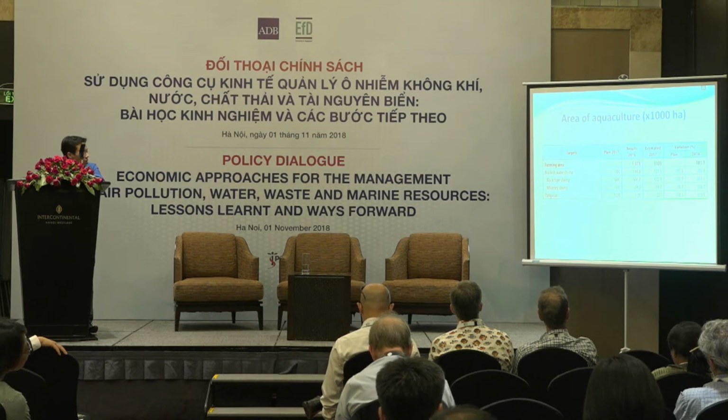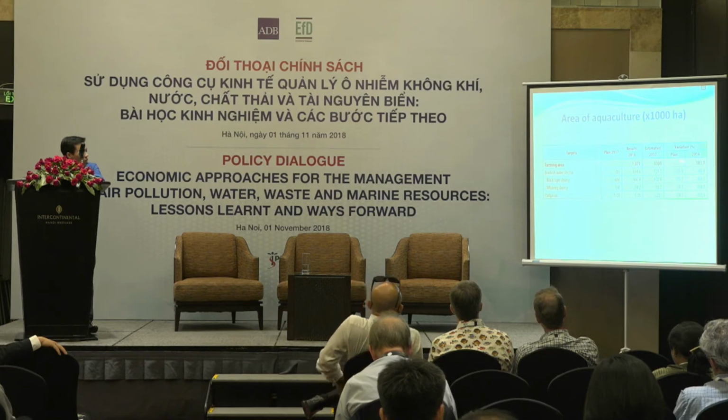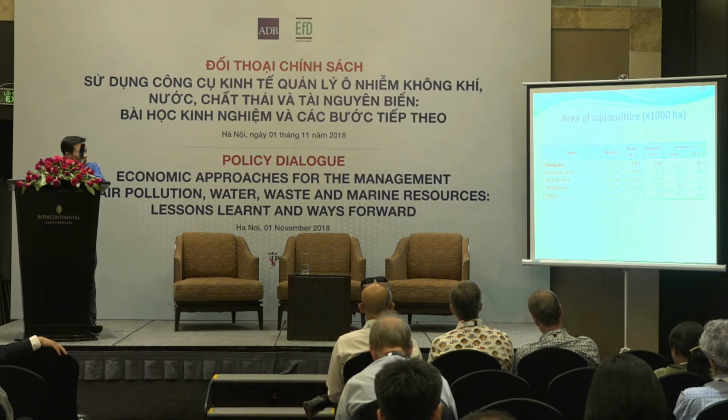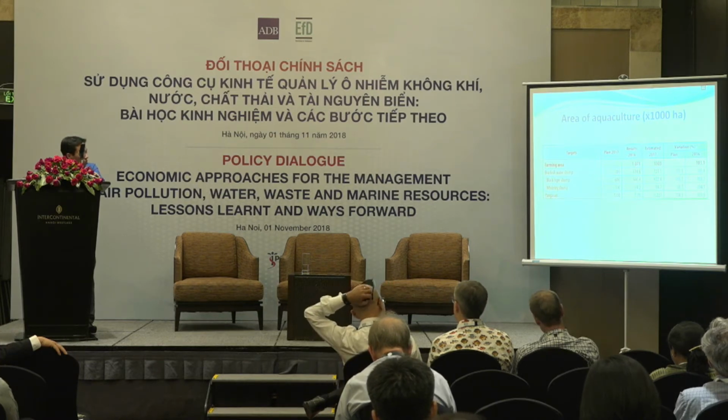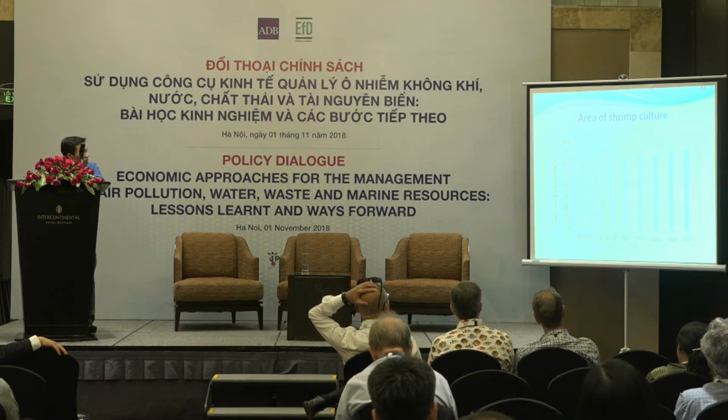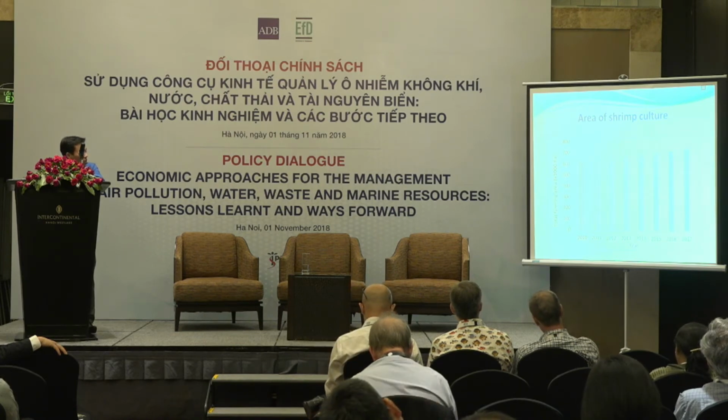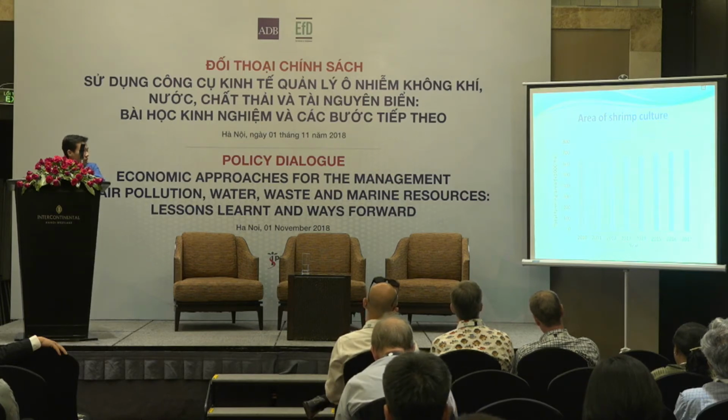So the total farming area for pangasius and shrimp is 1 million hectare. Sorry, this is times 1,000. So we have 1 million hectare for shrimp and pangasius. And this is the aquaculture area for shrimp. So this is almost 700,000 hectare.